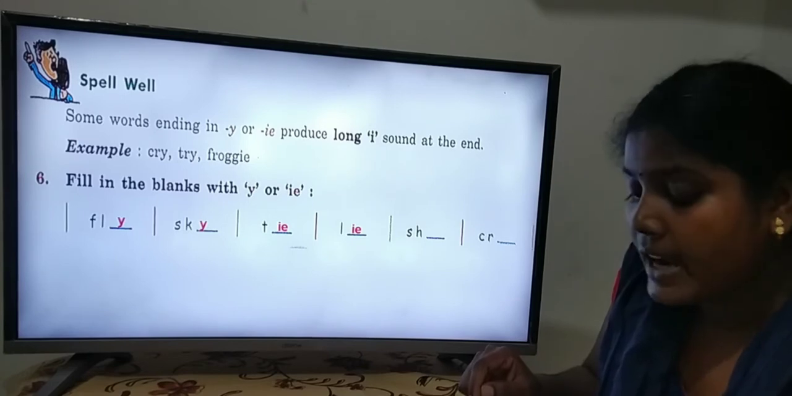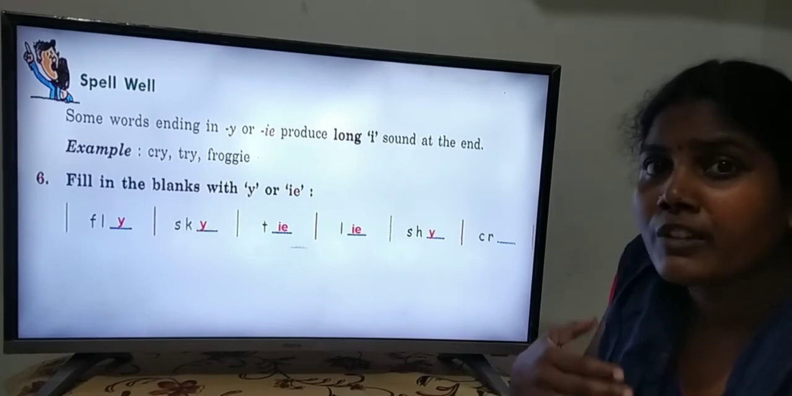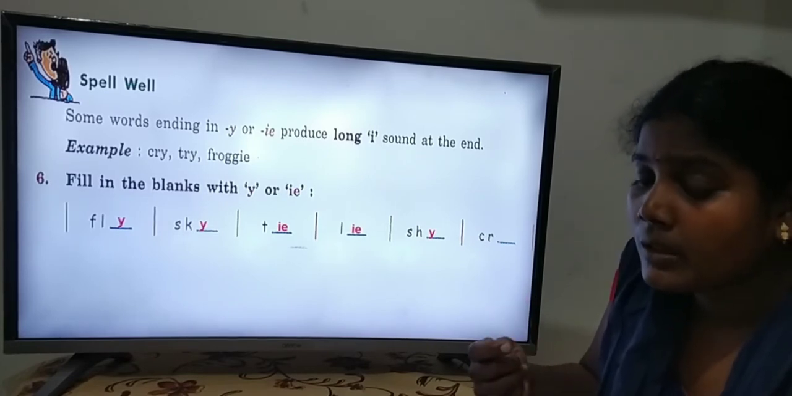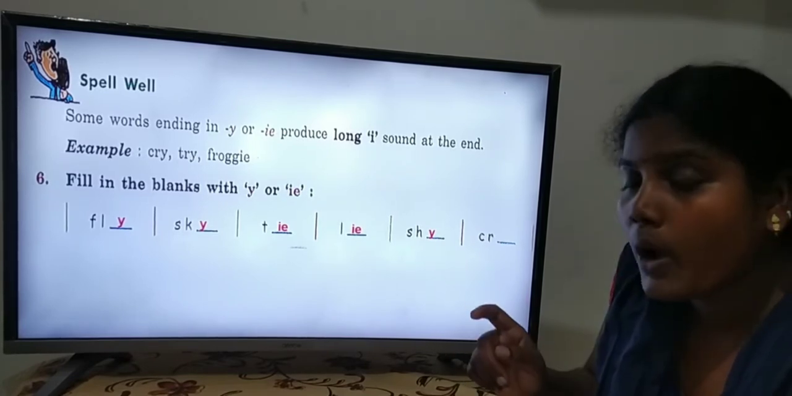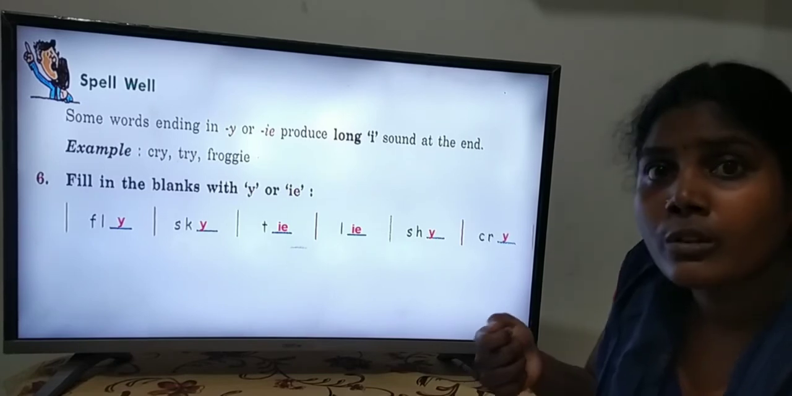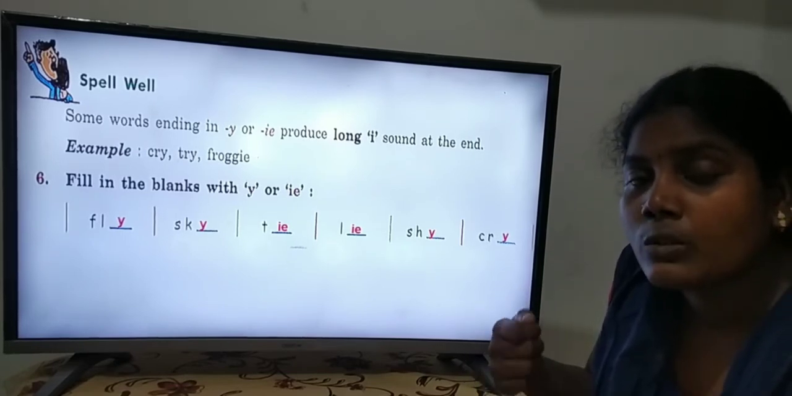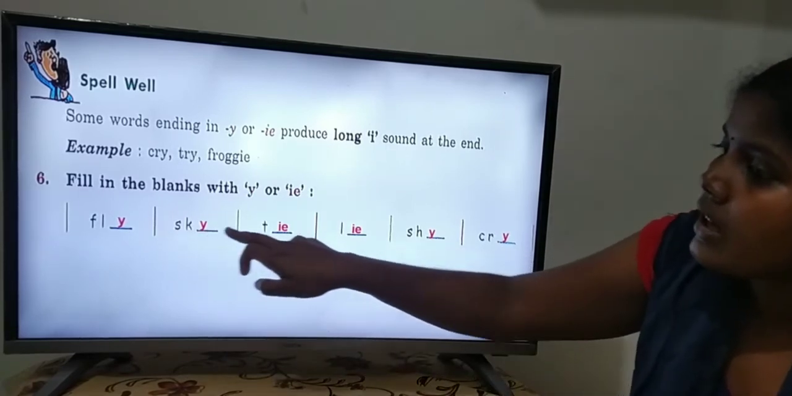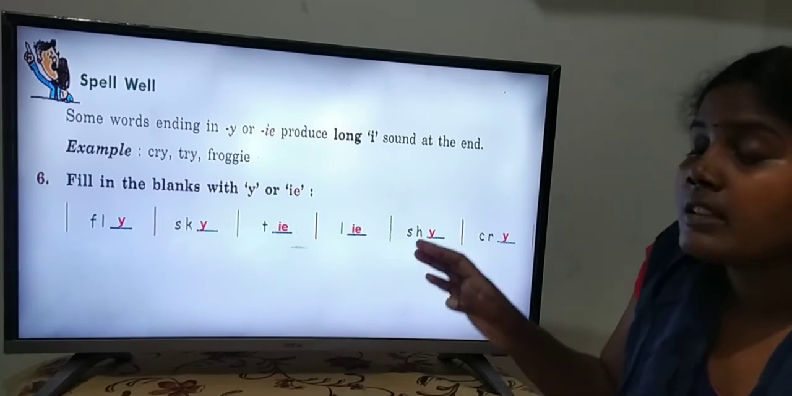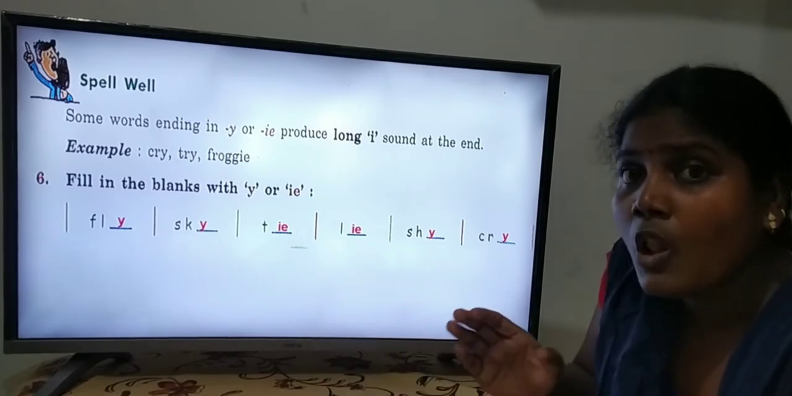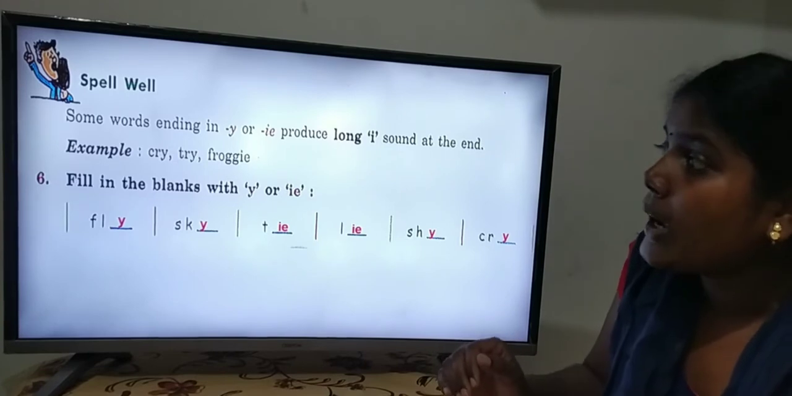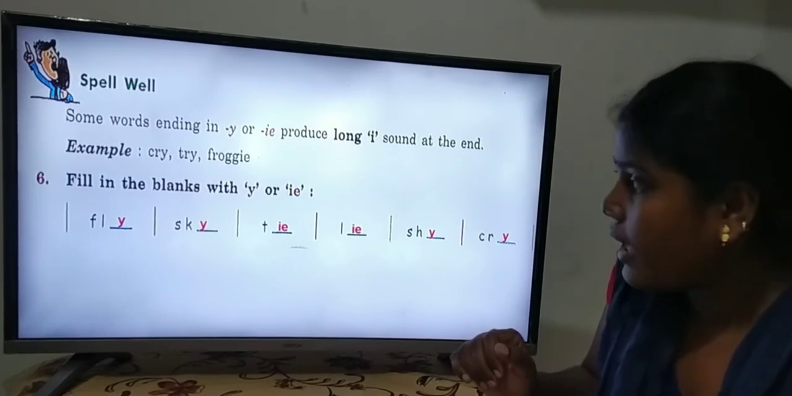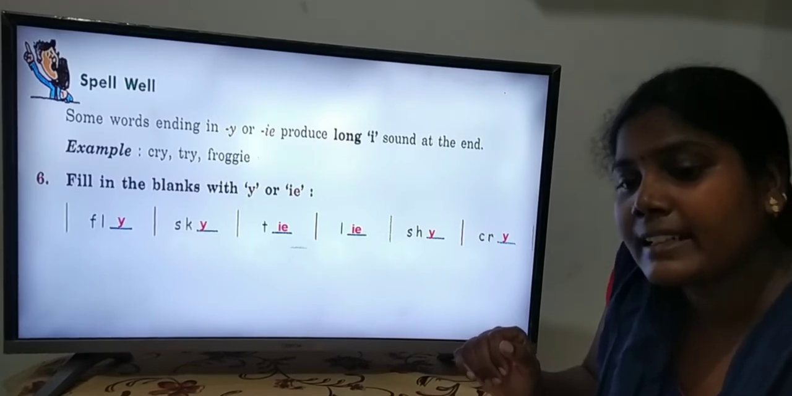Lie. And shy. When we speak to someone else, we feel shy. That is ending with y. And cry. When we get scolded or beaten by others, we cry. So these words are ending with y and ie, and they give a long I sound. So: fly, sky, tie, lie, shy and cry.